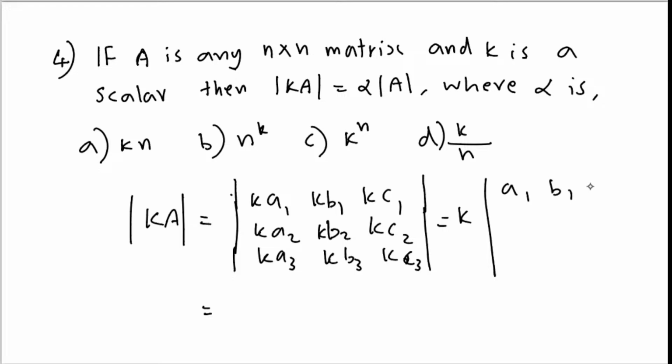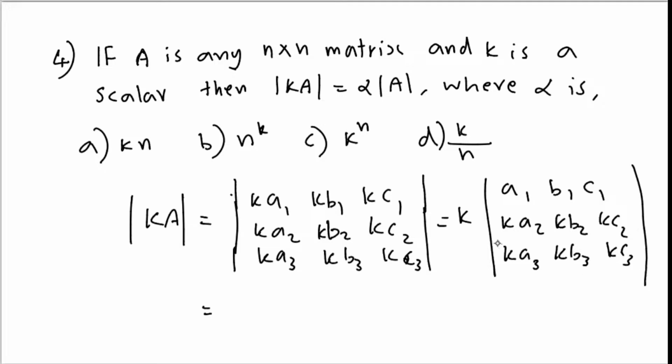A1, B1, C1. Here it is Ka2, Kb2, Kc2, Ka3, Kb3, Kc3. Okay. So similar way I can take this K. Okay. So it will be K square here. Again, if I take this K also, I get here K cube.